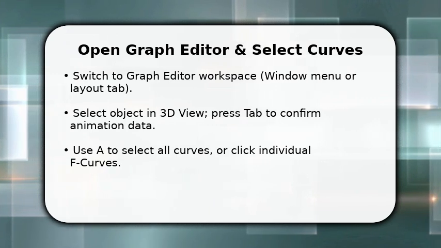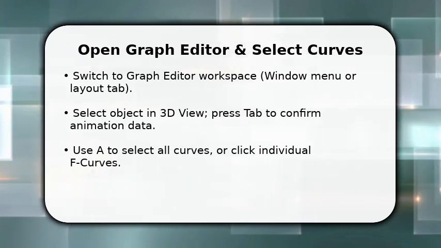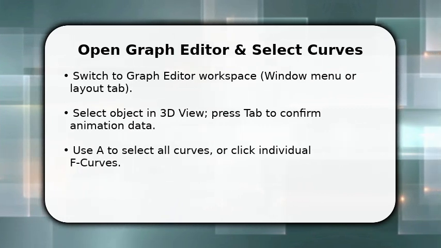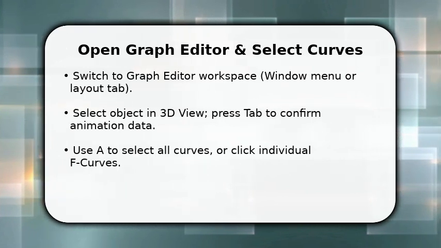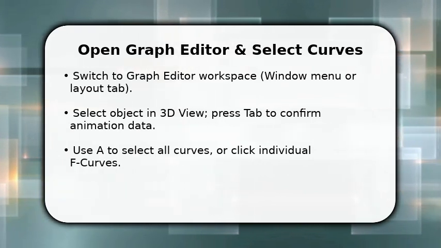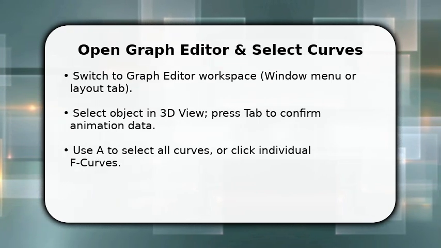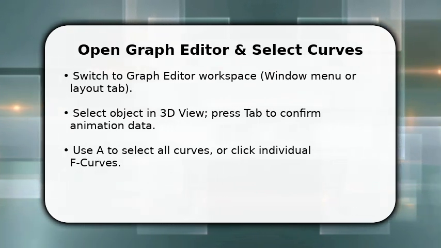Make sure to toggle that channel's visibility. Hiding irrelevant channels reduces clutter and speeds workflow. If keys aren't showing, confirm the object has keyframes and the correct action is active. This first step ensures you're editing the right data, not an empty timeline.